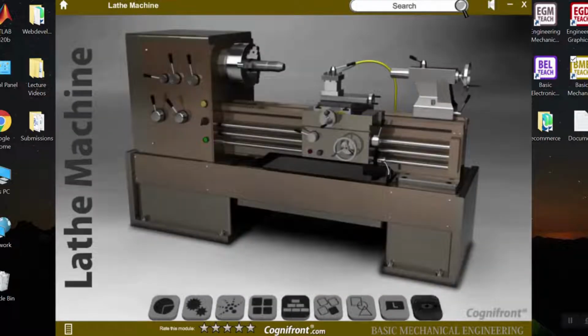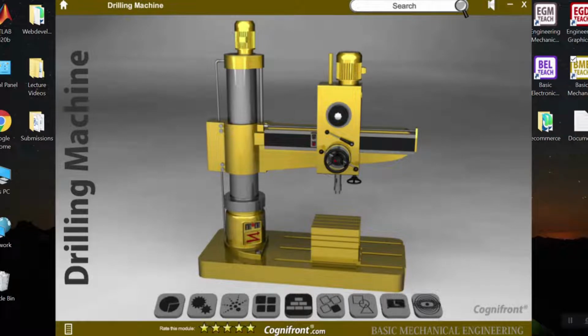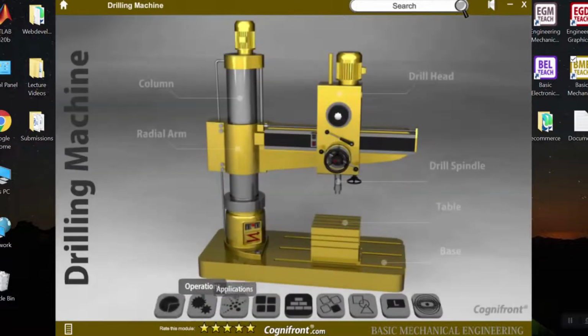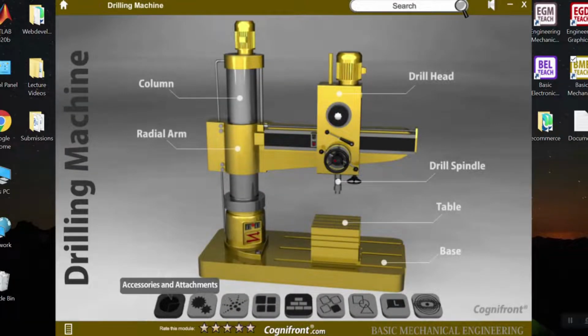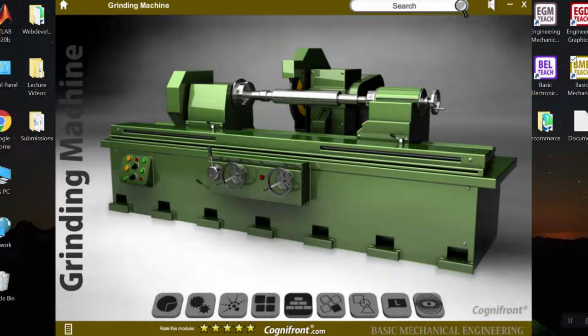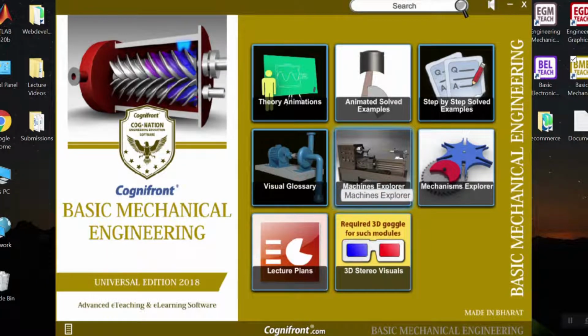Next we have the drilling machine. Here also we can label the parts of the drilling machine and drag them, and similar technical details of the lathe machine are given for the drilling machine. Accessories and attachment, operation, application, classification, construction detail. So all the technical details are covered. So here we have the technical details of the grinding machine, milling machine, CNC machine, IC engine.